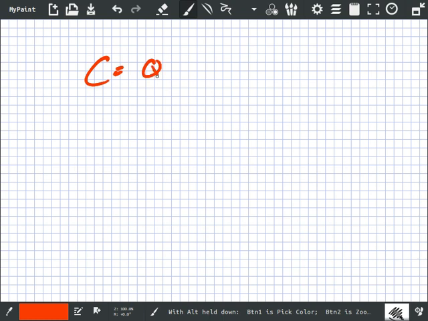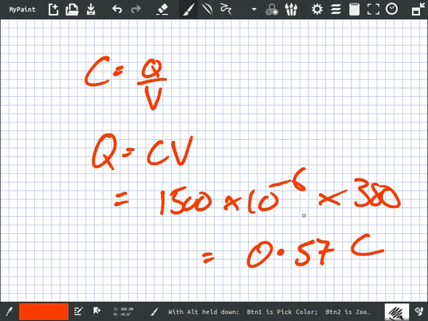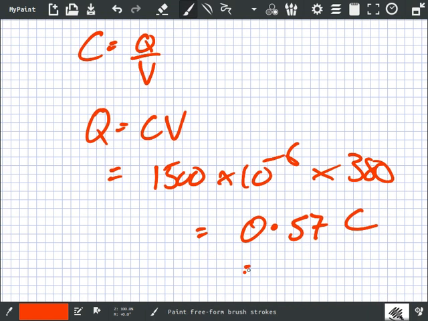It's like this, isn't it? C equals Q over V, so Q equals CV. The C was 1500 times 10 to the minus 6, and the V is 380. So what did you get, Ben? 0.57 coulombs. That's 570 millicoulombs. Okay, is that okay? That's easy enough to get started, right?